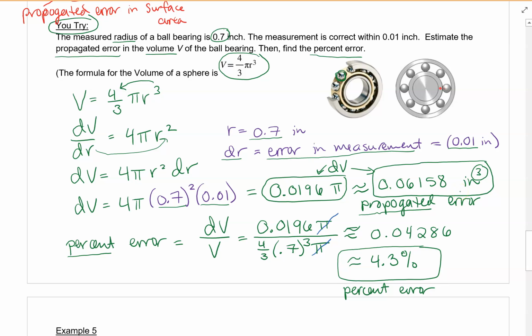Anyway, long story short, percent error is propagated error divided by measured value. Propagated error is just your differential for your y variable, which in this case was volume. So you just take your derivative, bring the independent variable's differential to the other side, plug in values, and get your propagated error.